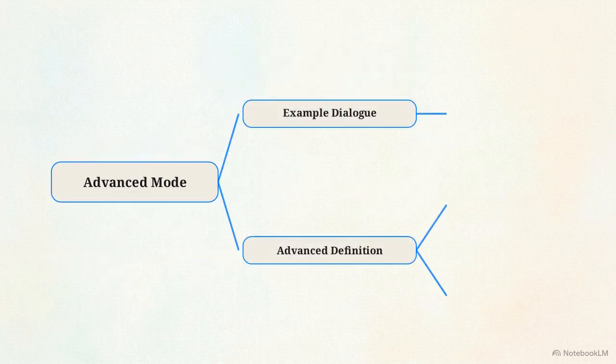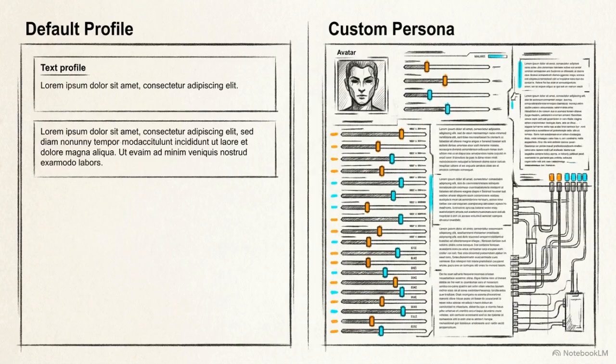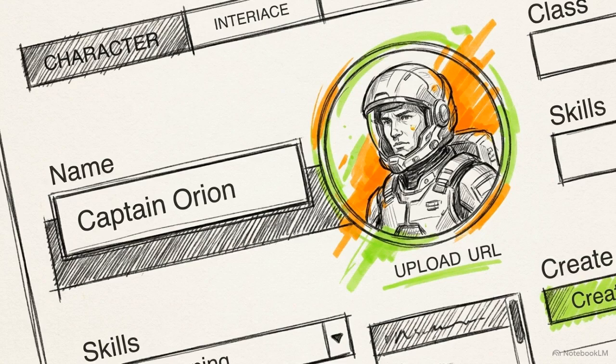This exposes variables dictating the character's vocabulary, motivations, and knowledge base. Default settings result in a generic persona. Depth is achieved by manually defining the structural parameters that deviate from the standard model. Begin by assigning a name and an avatar image. These provide the basic identity the AI will reference during the chat.